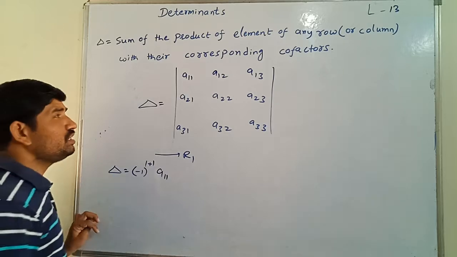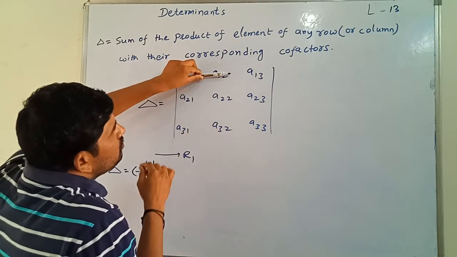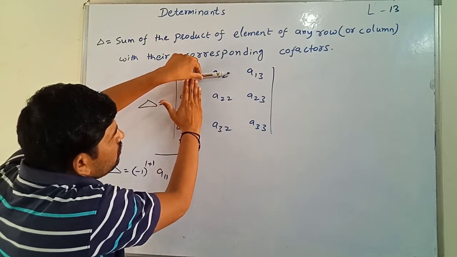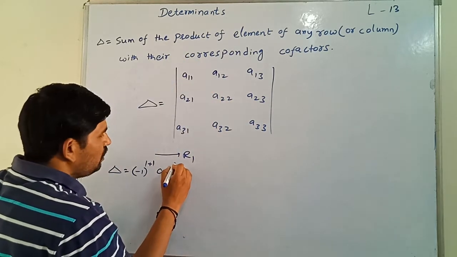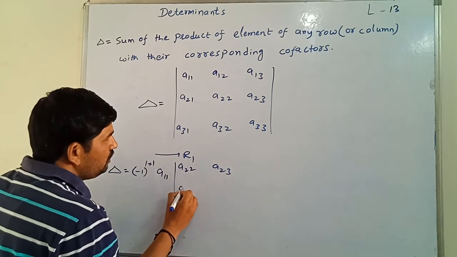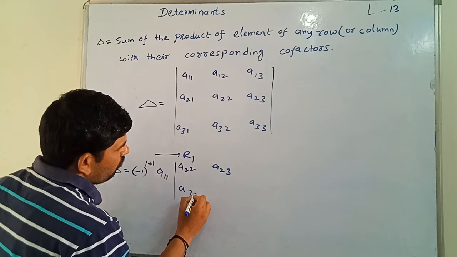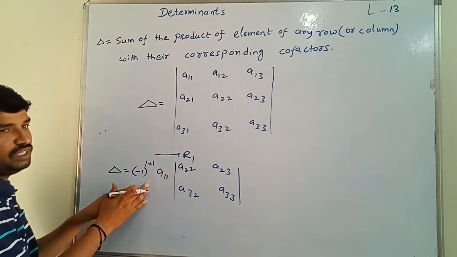After that we have to close the address of this. Then the left out part is the minor: A22, A23, A31 and A33. We have completed the first element.